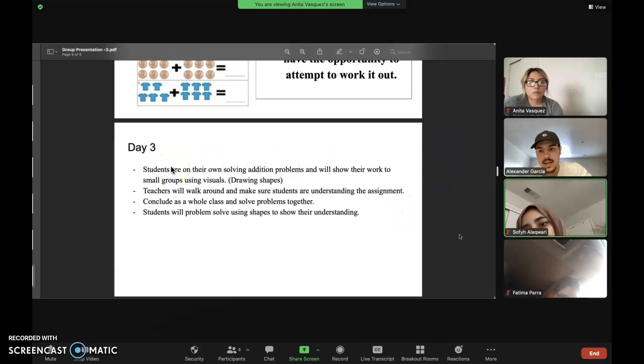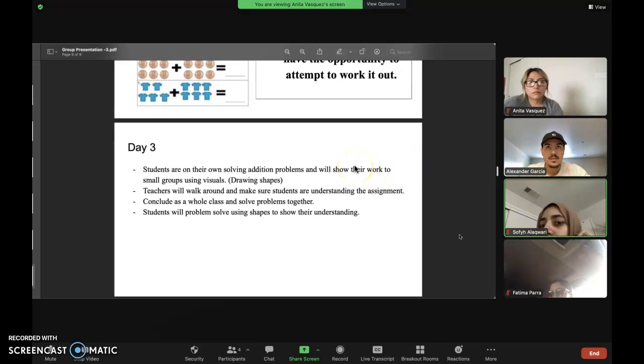And so on this day, right after that introduction, students are going to be working within groups. Before groups, they will be on their own solving addition problems, and they will show their work afterwards in small groups using visuals. This will be drawing shapes such as circles, squares, and triangles. They'll be using these shapes to explain themselves, and it's going to be a tool that they can use to show their reasoning and what they were thinking and how they went about their problem solving.